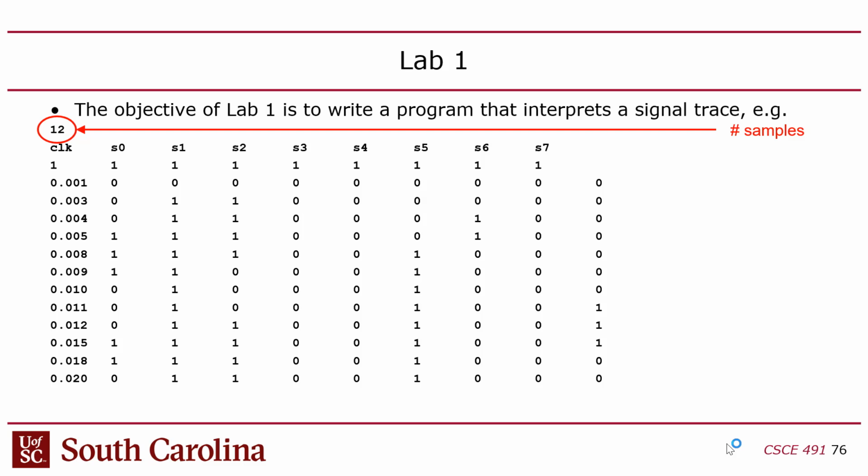So this is a bit confusing because we use a tab-separated format. The first line is the number of samples, the number of rows, right? So there's 12 lines starting on the 4th line. Why starting on the 4th line? Because the first line is the number of samples. The second line are the names of the signals, the names of the columns.